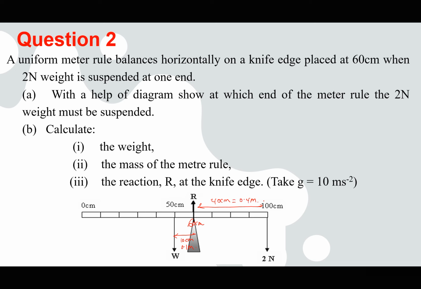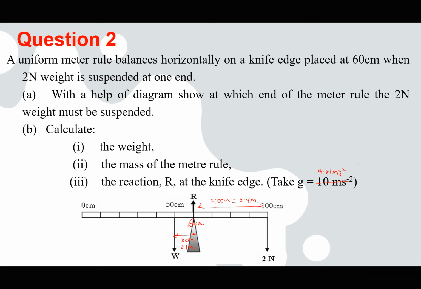So calculate the weight, the mass of the meter rule, and the reaction R at the knife edge. Take g to be 10, although I will not take g as 10. I will take g as 9.81 meters per second squared.